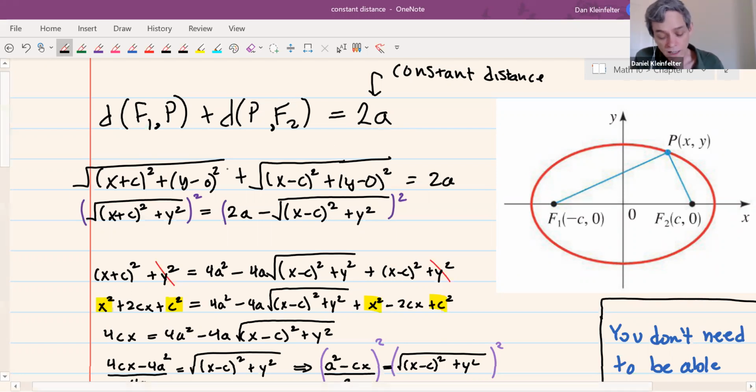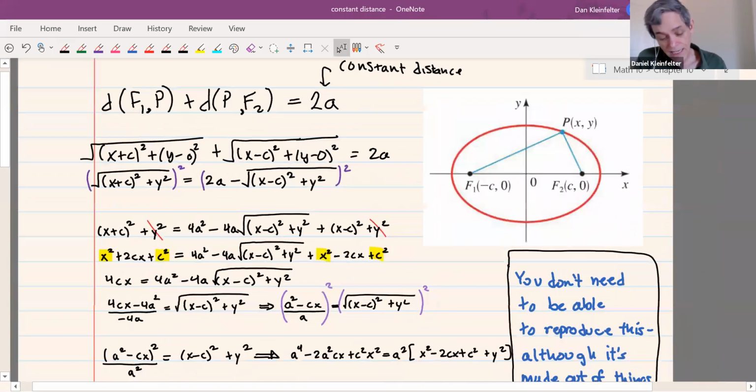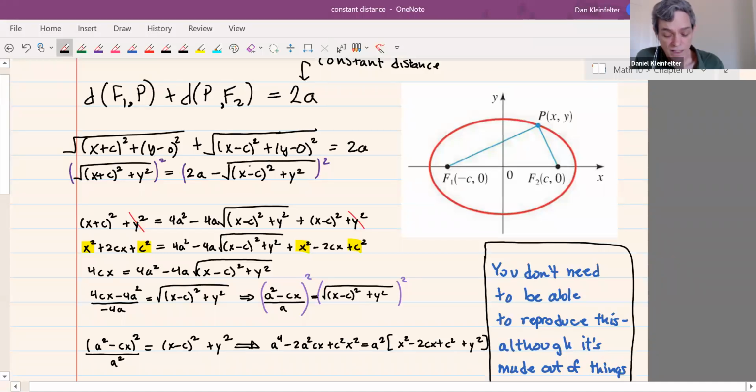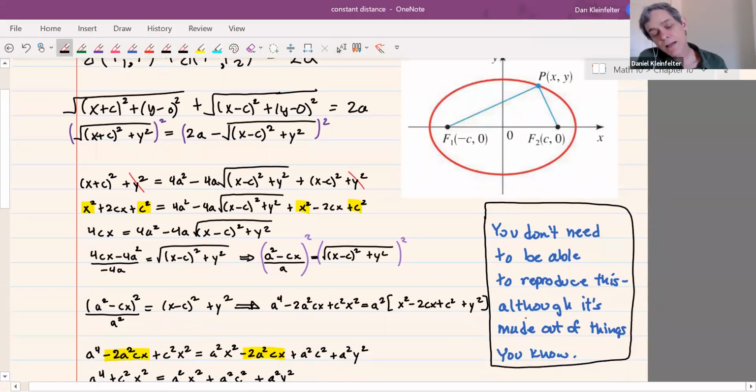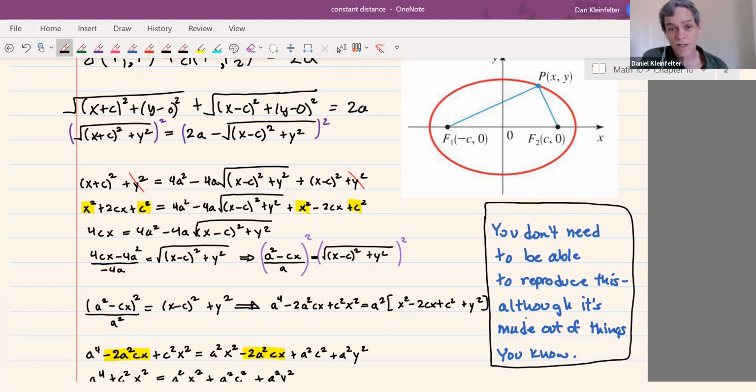And so what you see happening in the algebra that goes next is just an application of the distance formula. The distance from F1 to P is that first radical, from P to F2 is that second radical. And then we go through a lot of algebra, like I said. For this, you don't need to be able to reproduce this, although it's made out of things that you do know how to do: isolate a radical, square both sides, multiply out binomials, add and subtract stuff on one side of an equation or another. If you're interested, you can follow through the steps here.